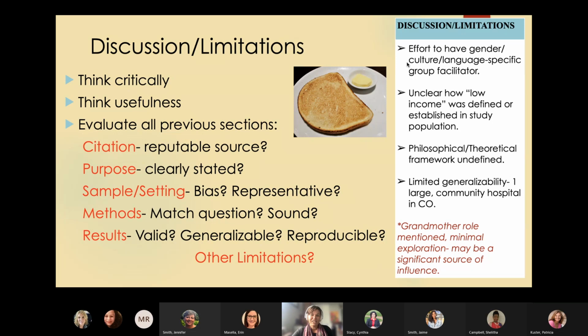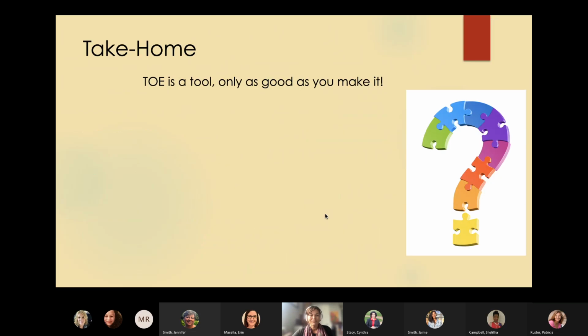And so right here, I've got the discussions and limitations. Again, you can organize this however you want, as long as you are summarizing and not copy pasting. For example, I said the philosophical theoretical framework was undefined. That really matters to me because if I'm about to launch into a study, I want to know what frameworks everybody's using on this topic. Again, the generalizability was limited because it was just one hospital in Colorado, right? But there were other soft notices, like the grandmother role was mentioned a lot, but they didn't really explore it. And this actually might be a significant source of influence in this particular article.